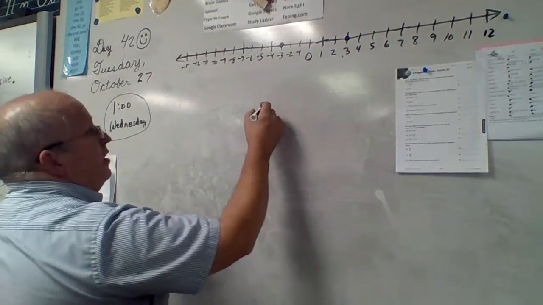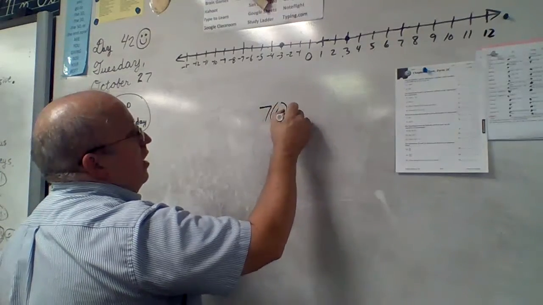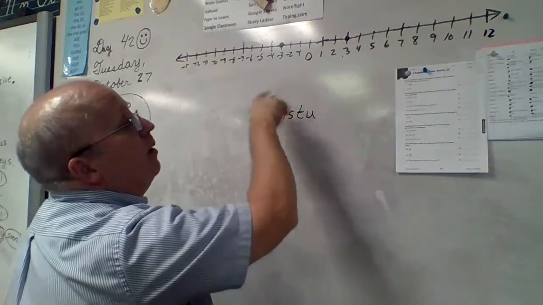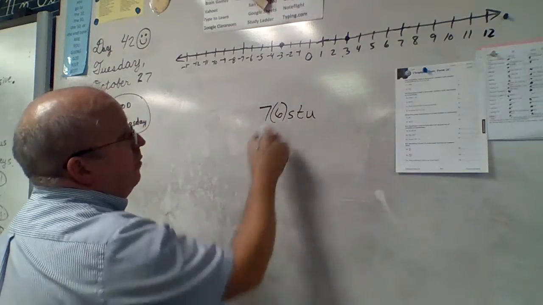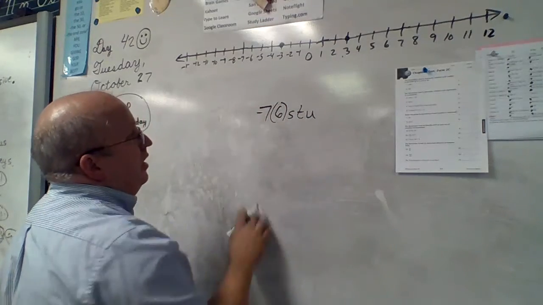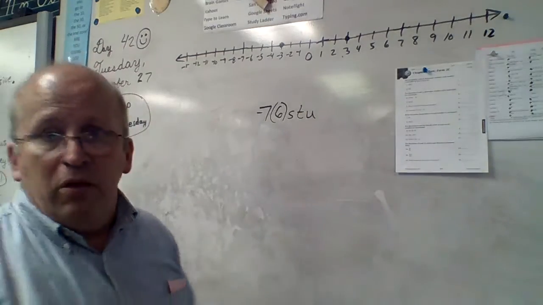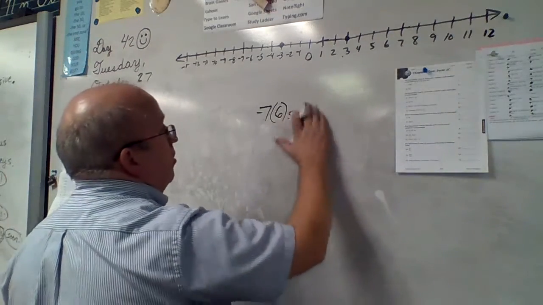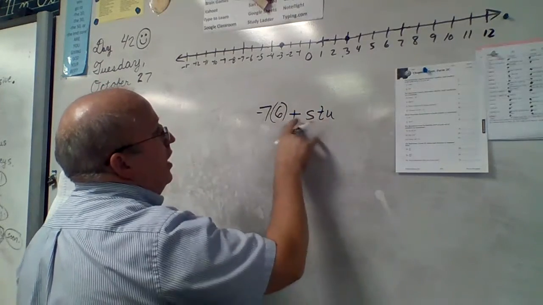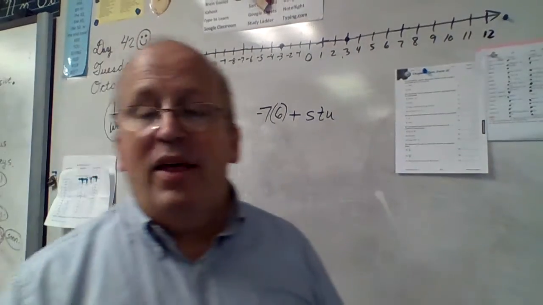If I write something like this, 7 times 6 times s times t times u, that is a monomial. That is, because there's no subtraction or addition sign. If I put a negative symbol out in front, it's still a monomial because there's no subtraction or addition signs. But if I were to take this and write STU added to 7 times 6 or negative 7 times 6, that's not a monomial.